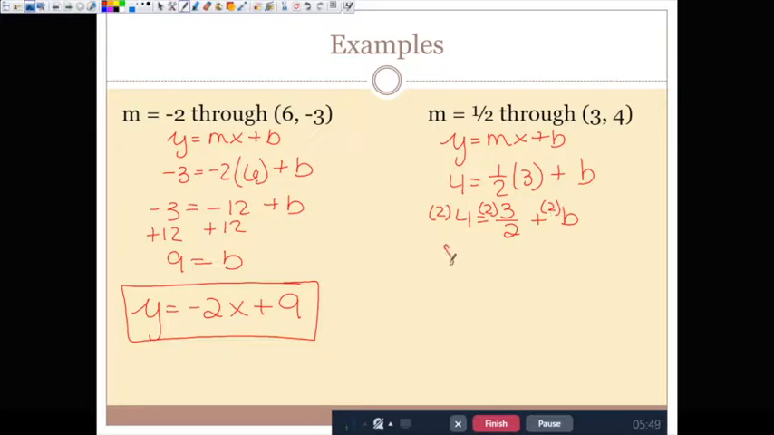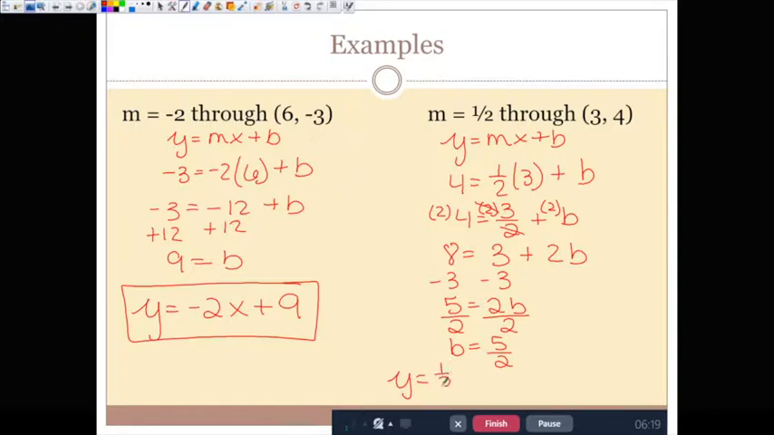So 4 times 2 is 8. My 2's eliminate there, leaving me 3, and then I have 2b. So I'm going to subtract 3 from both sides. And I get 5 equals 2b. Divide by 2. So b equals 5 over 2. So now that I have m and b, I can write my equation. Y equals m, 1/2 x plus b, which is 5/2.